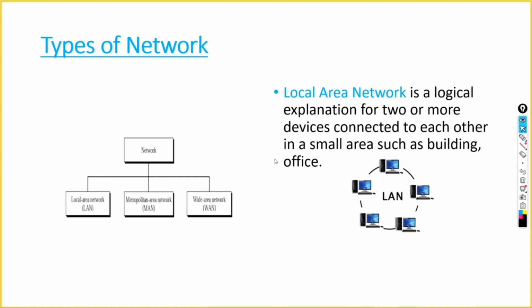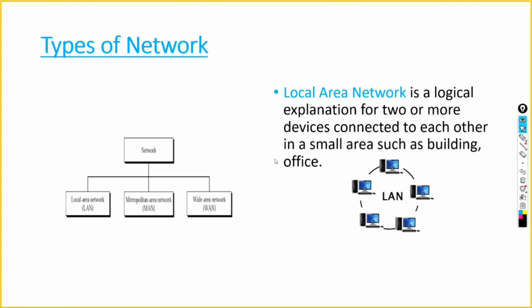Types of network: there are three types of network. Local area network, this is LAN; MAN, metropolitan area network; and WAN, wide area network. A local area network, or LAN, is a logical explanation where two or more devices are connected to each other in a small area, such as a building or offices.